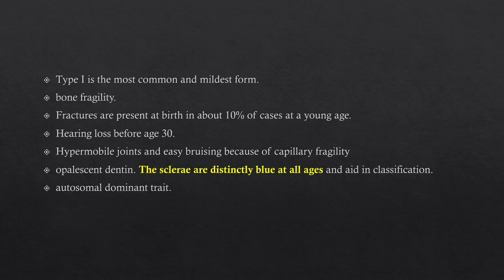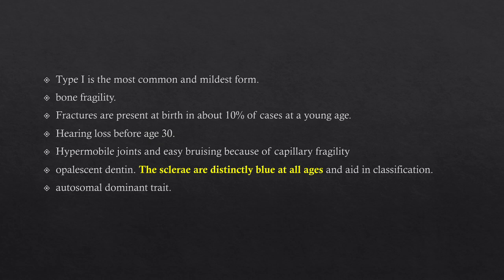The hearing loss occurs before 30. Joints are hypomobile and bruising can occur because of capillary fragility. Dentin is opalescent, and the sclera are blue at all ages and aid in the classification. Because it's a milder form, they tend to live out childhood and see adulthood. So the sclera is going to be seen at all ages and it's blue.